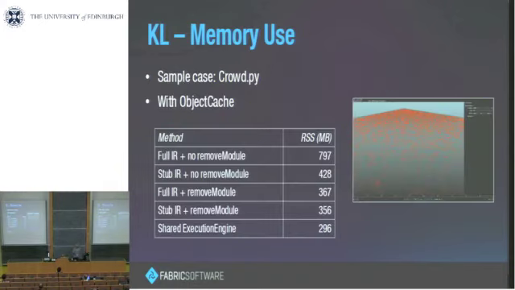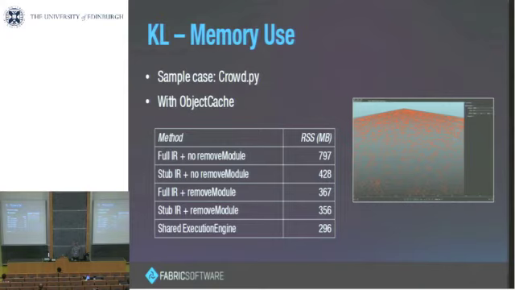So I'll show you just a few little things here about memory use. This is another demo. It's a crowd simulation. It's got tens of thousands of agents circling around and interacting with each other in some way. This is while loading this particular demo from the object cache. The first thing you'll see is loading the full IR of every module. So not the stub, but the real IR that was optimized, and then not removing the module.